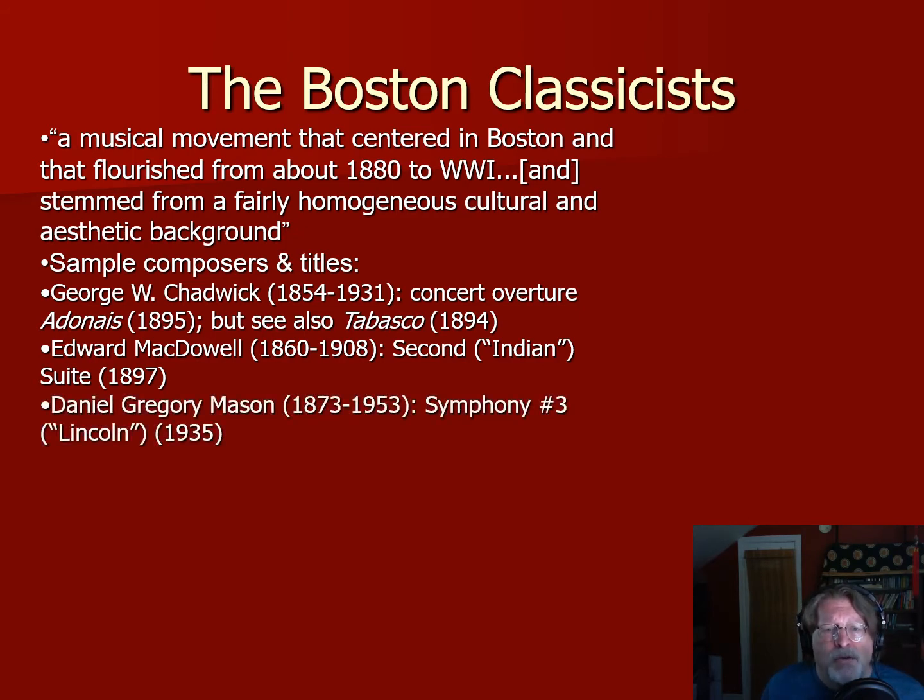Daniel Gregory Mason, who is a generation younger than Chadwick, continues the nationalist connections of these Boston classicists into the post-World War I period. And as an exemplar, I've given you the Symphony No. 3, which he subtitled Lincoln.